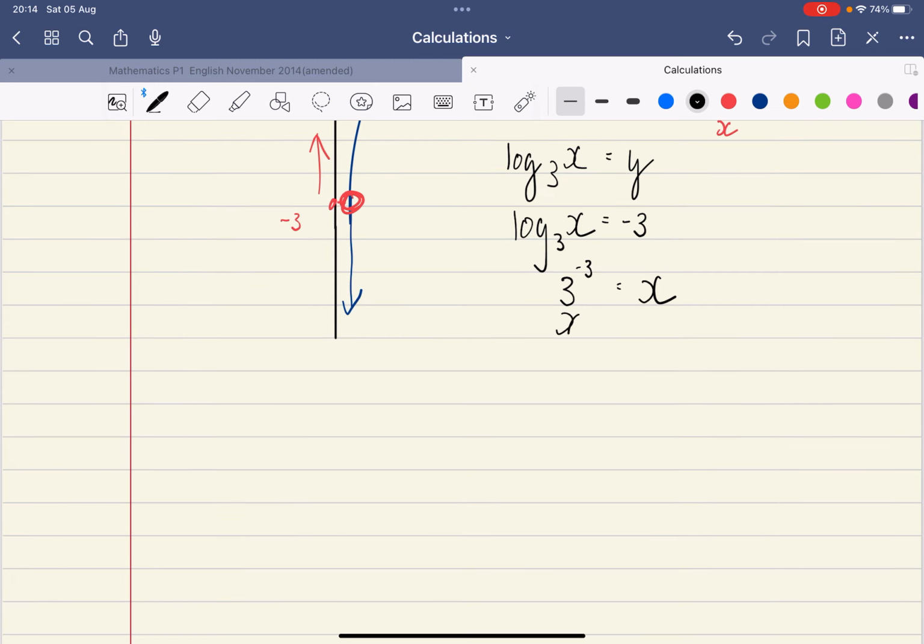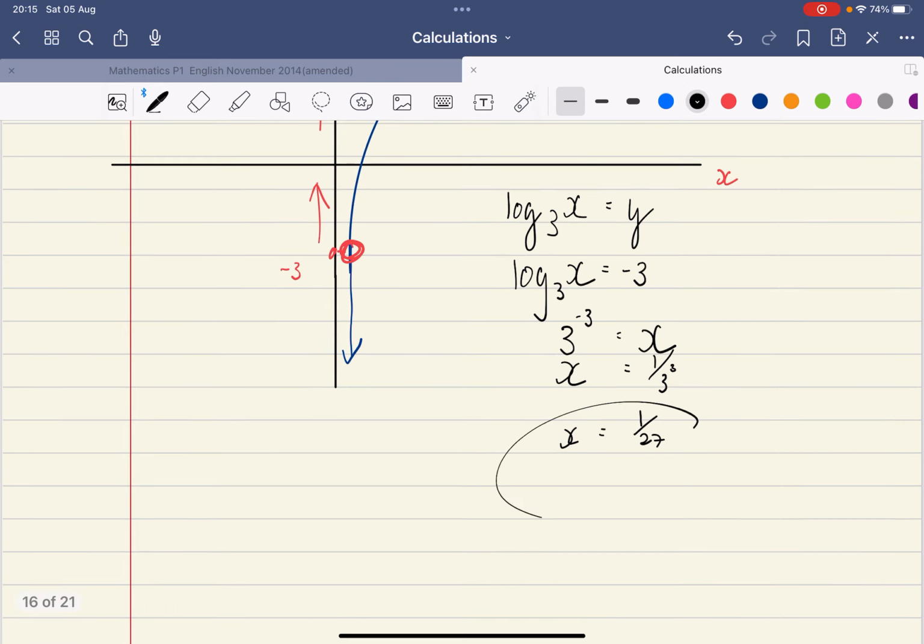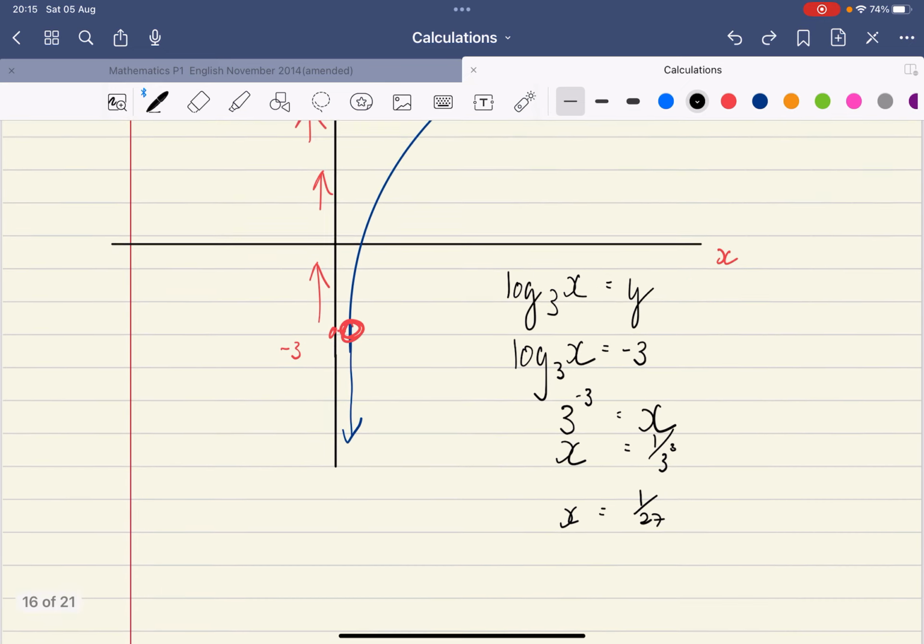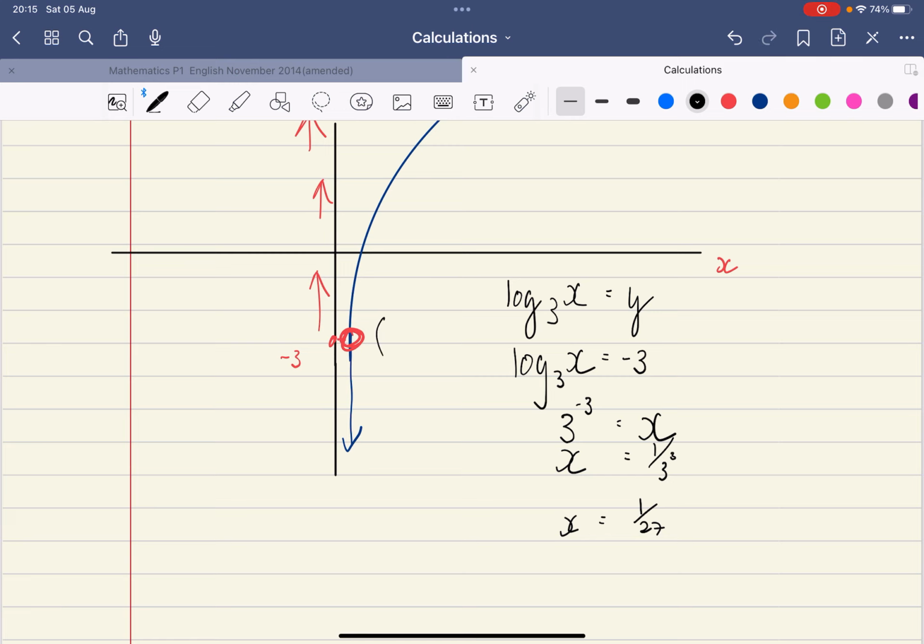So we just, what's that? 3 to the -3. That will be the same as 1 over 3 to the 3. Because remember, you can bring your -3 exponent and make it into a division expression. So that will be x equal to 1 over 27, if I'm correct. All right, so what we've shown now is that at this point over here, x is 1 over 27 and y is -3.